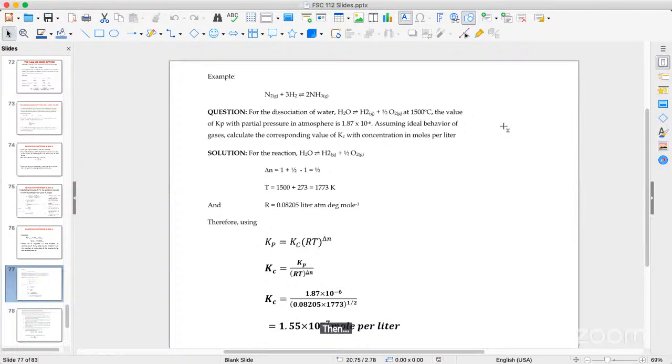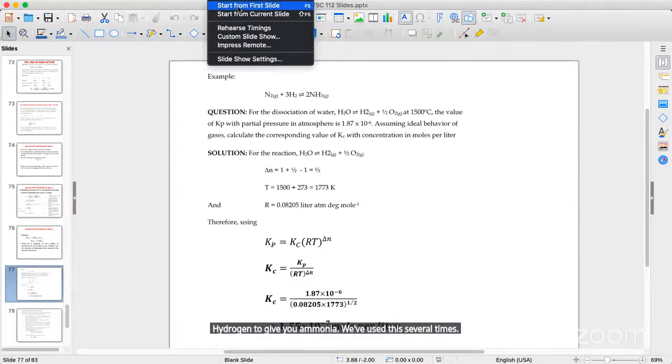Now let's look at an example. You have nitrogen plus hydrogen to give you ammonia. We've used this several times.